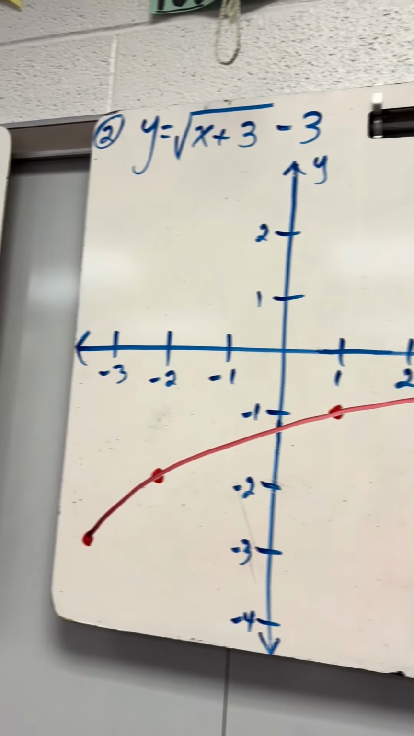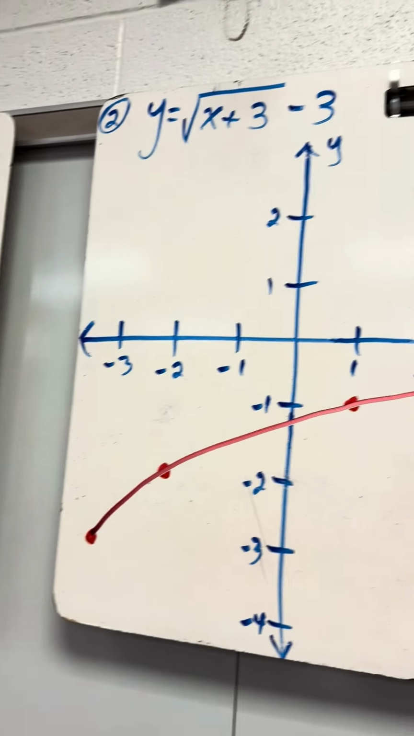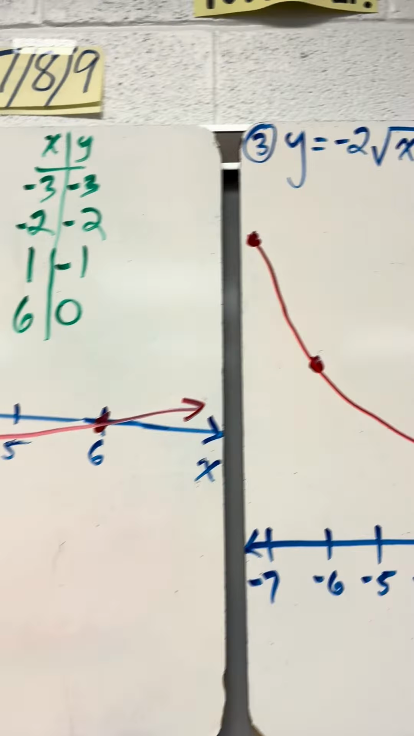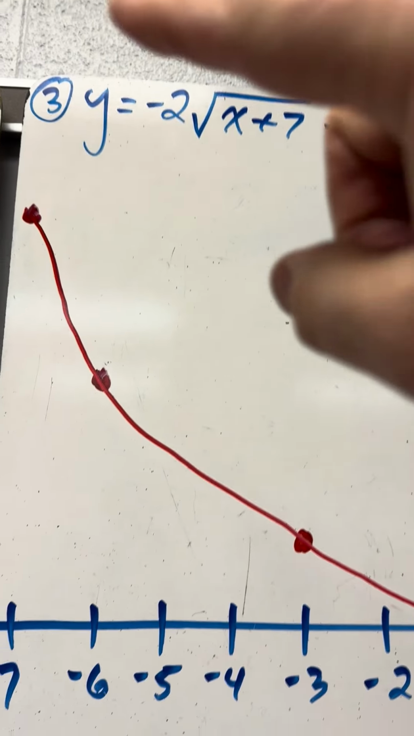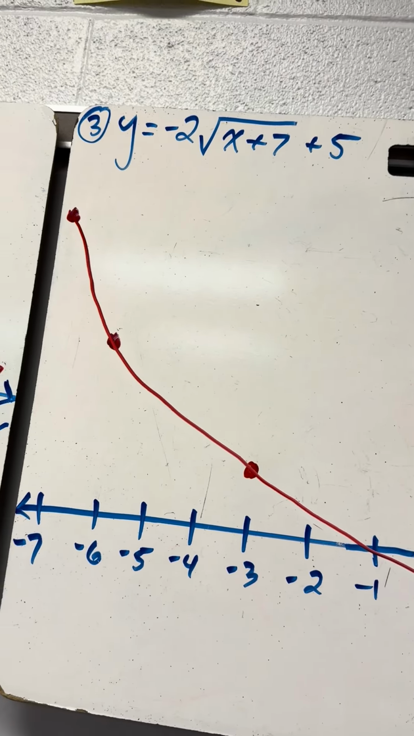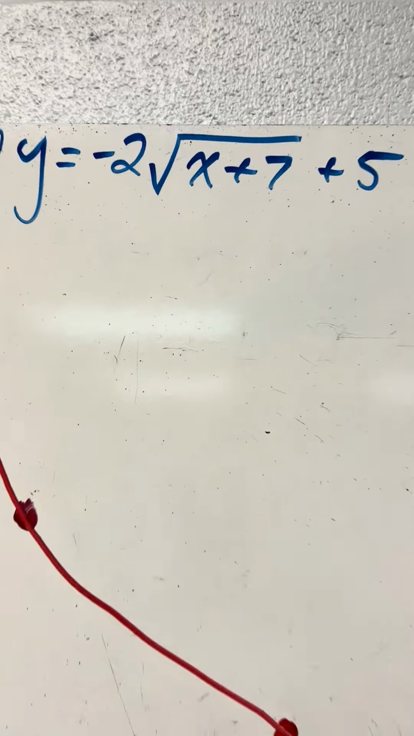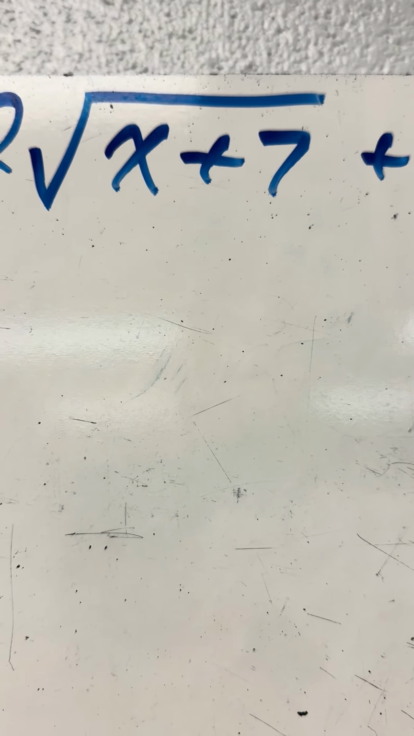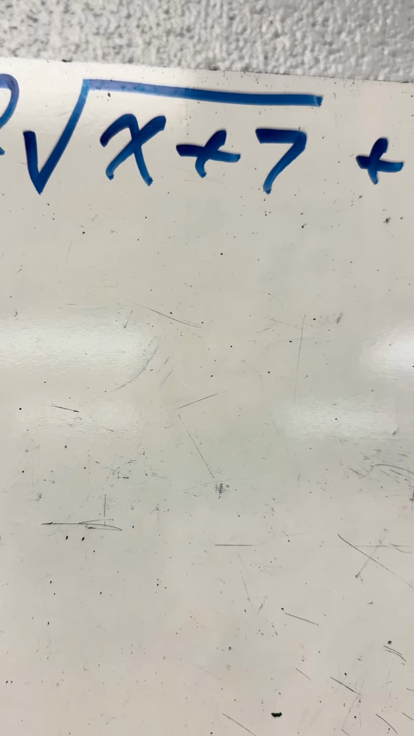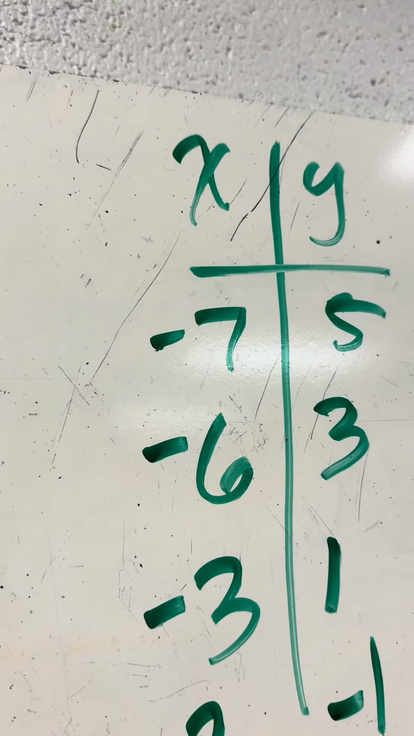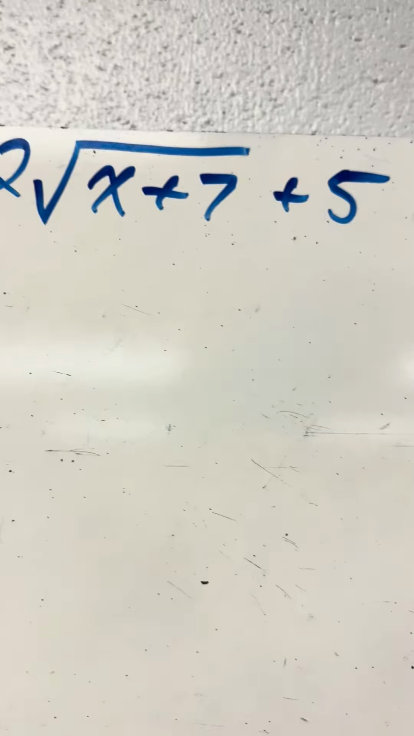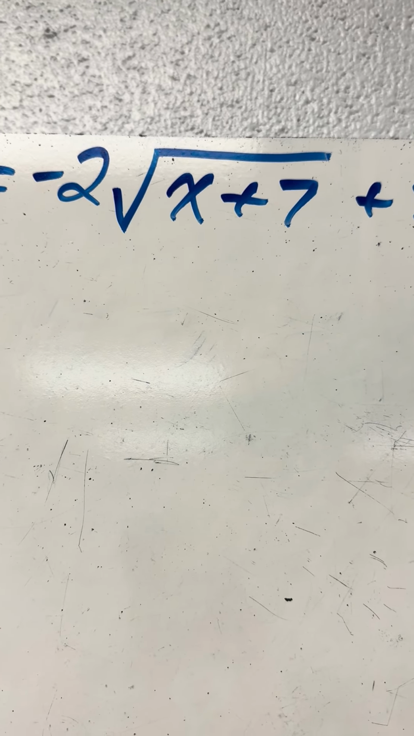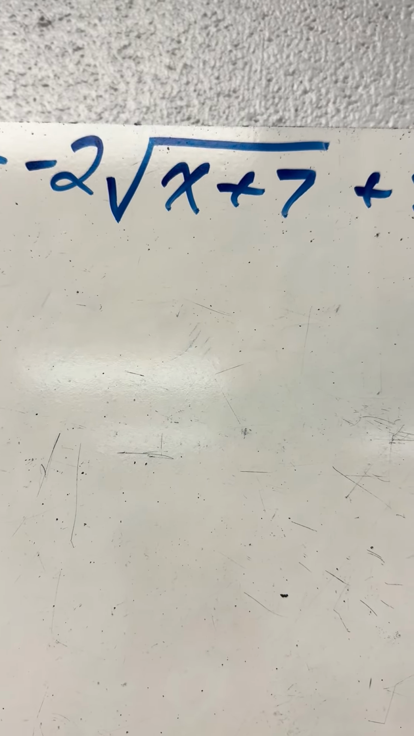Now, these first two graphs have been positive, and they go in an upward direction. If I have a negative, it's going to go in a downward direction. Okay. What's the first number I want to put in for x here in order to get 0 in the root? I want -7, which will give me 0. Then I'm going to put in -6, because -6 plus 7 is 1, and the square root of 1 is 1.